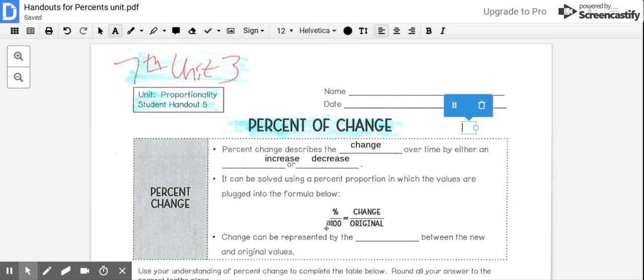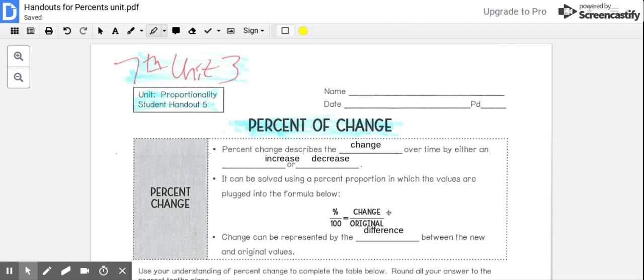So we always know we have the 100 with the percent on top. And then this one is the new part right here. The top part is the change, and then the bottom is the original. So change can be represented by the difference. You know difference means to subtract. So that means we're going to take the new and the original values and then subtract them.